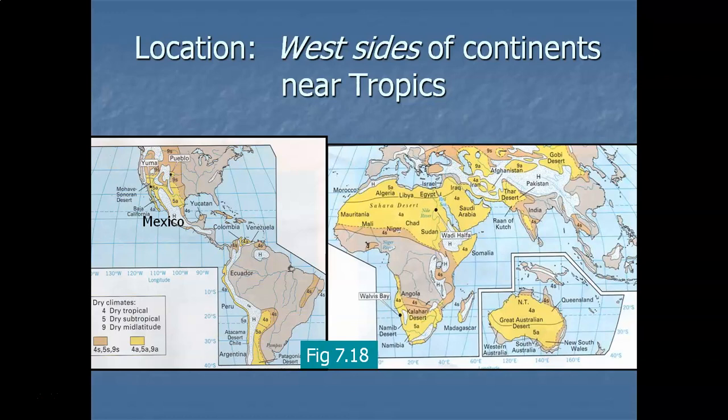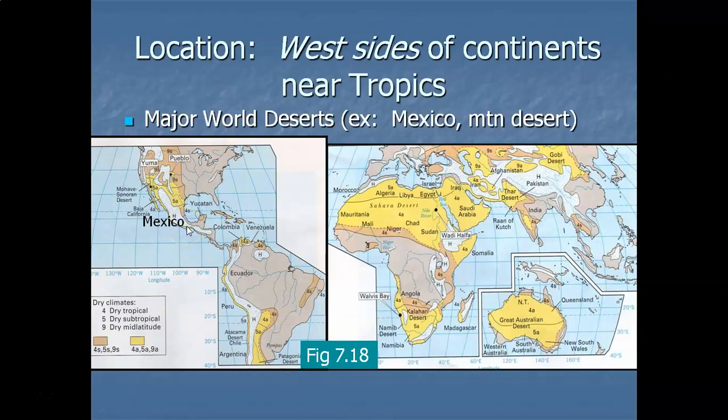It's very important to note that the dry tropical and the dry subtropical, the next one we're going to do, are pretty much found on the west sides of continents near the tropics. Just take a look here at North America. All of these dry climates pretty much are on the west side of North America. It's a bit hard to see here, but we're looking at climate number 4, and we'll be looking at climate number 5, which is very similar.